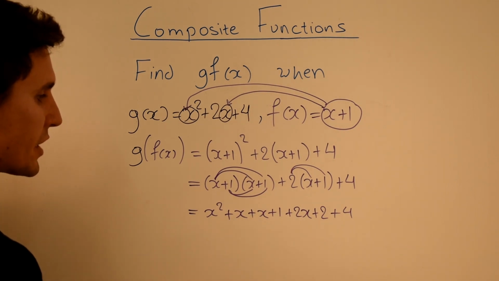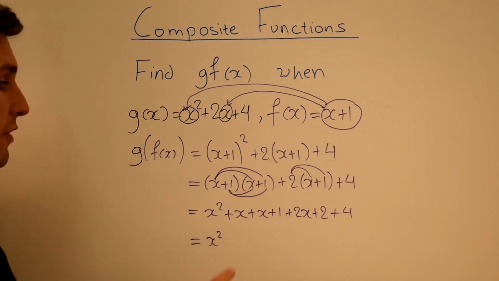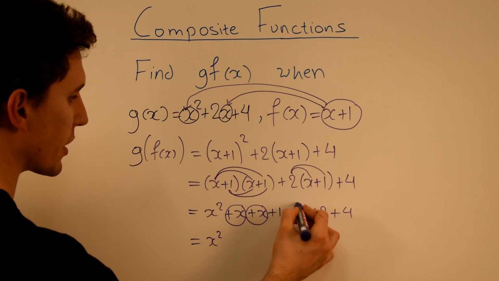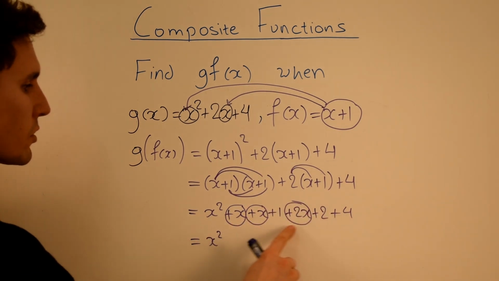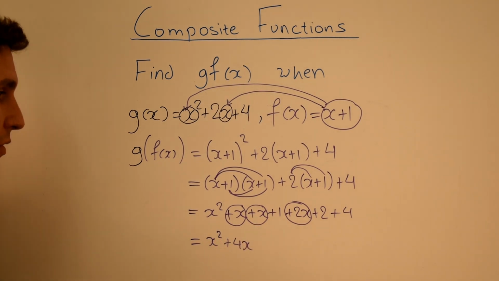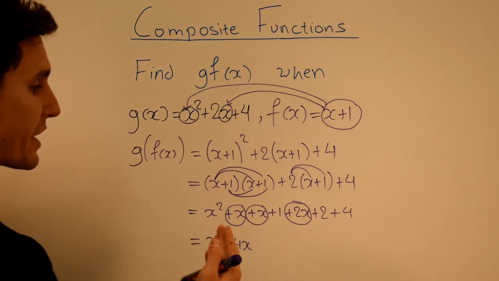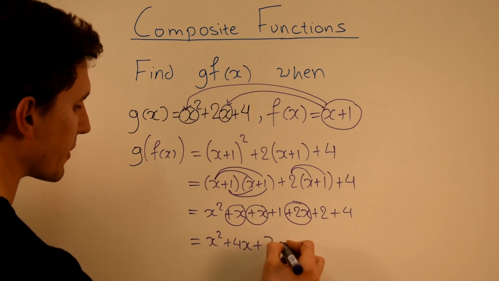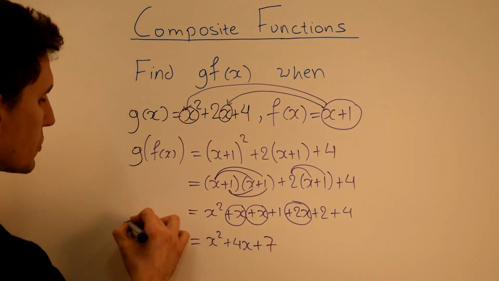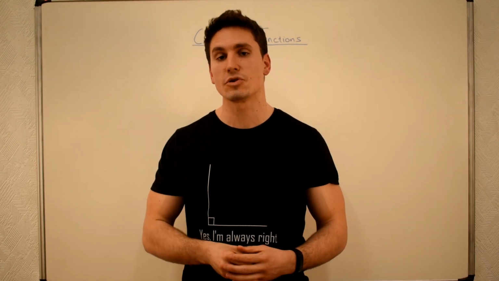Now notice x squared is the only x squared term, so we'll go ahead and write down x squared here. But let's have a look at the x's. So we've got 1 x here, we've got another x here, and we've got another 2 lots of x here. So that is a total of 4 lots of x. So we'll go ahead and add 4x. And finally, we've got to add 1 plus 2 plus 4. Well, 1 plus 2 is 3, plus 4 makes it 7. So we'll have to go ahead and add 7. So our final answer here is that g of f of x is actually equal to x squared plus 4x plus 7. This was a short lesson on solving problems using composite functions.